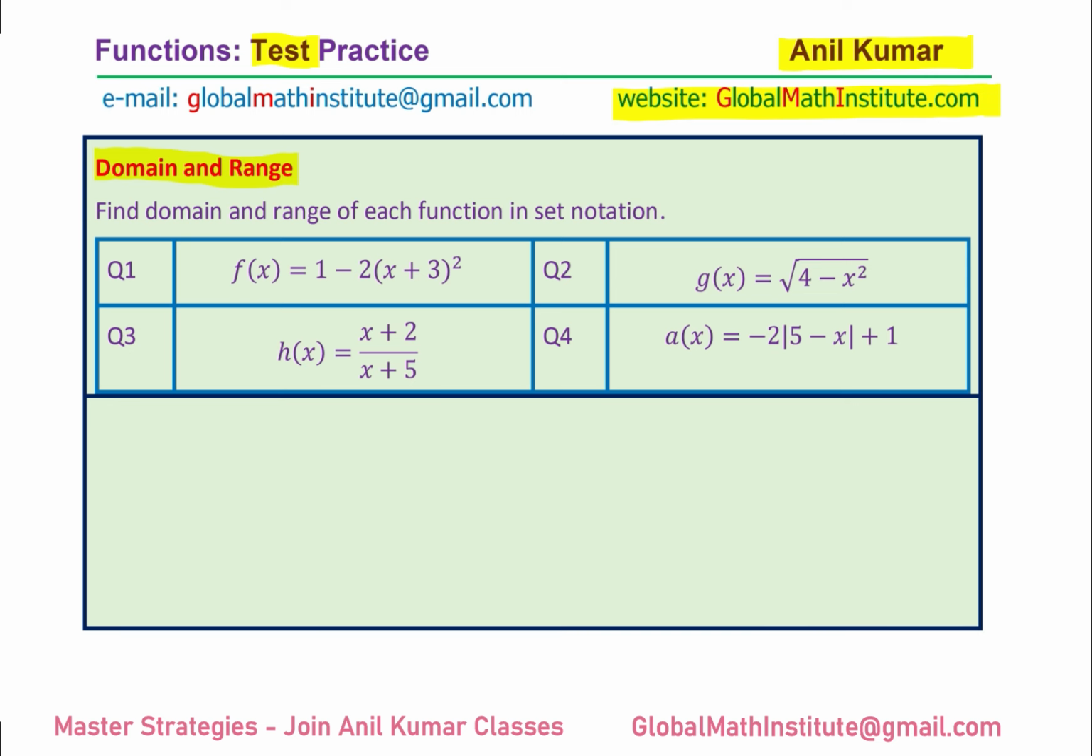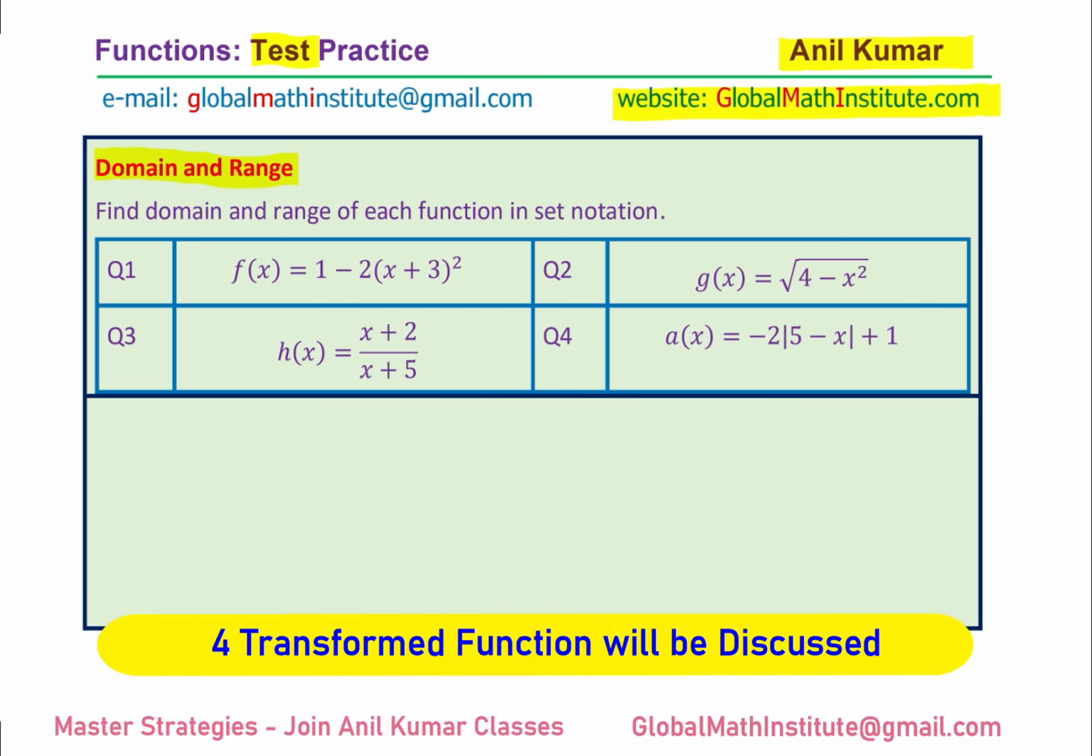As you can see, the first question relates to a parabola, a quadratic equation. The second one is a square root function, which looks like a square root, but you'll soon discover it is not really a square root function. Then we have a rational function and an absolute value function. So once we understand how to work with these, your basic hurdles are over.